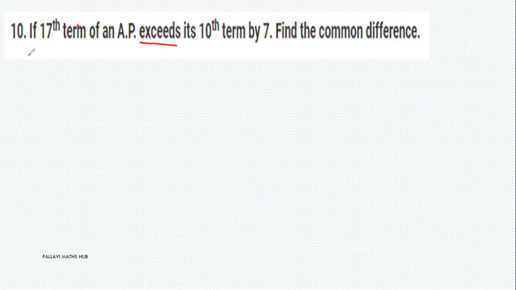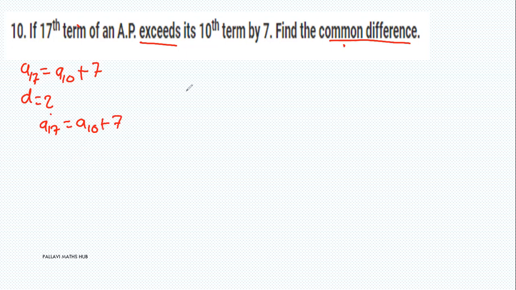Common difference. Here, first I will write down A17: the 17th term of the AP exceeds, means more, plus the 10th term A10 by 7. This is the equation: A17 is equal to A10 plus 7. You need to find the value of D is equal to question mark. First write down the given thing: A17 is equal to A10 plus 7. You know the formula AN is equal to A plus (N minus 1) into D.